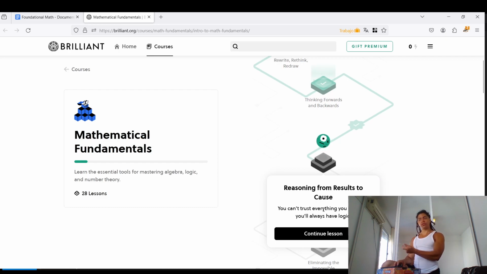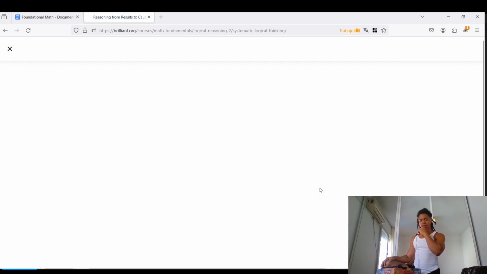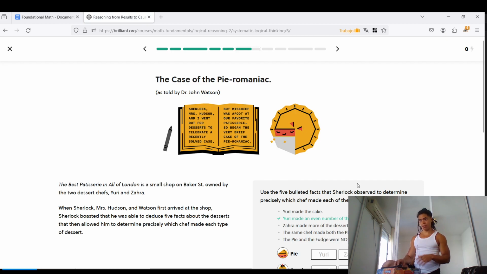So reasoning from results to cause, okay, which is a deductive method that Sherlock also applies. And in our case, we actually look at how we can apply that. So now that we have these toolkits, like patterns, generalizations, perspective, and thinking forward and backward to analyze statements, the mathematical logic, or in other words, the relationship between the statements and their conclusions. And that's great, and that's fine.